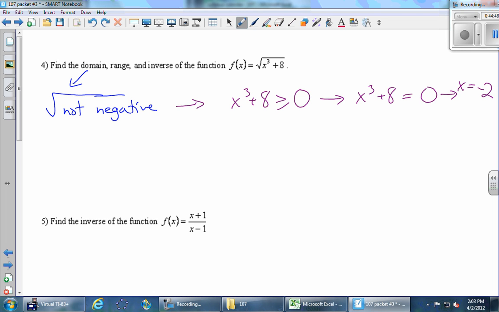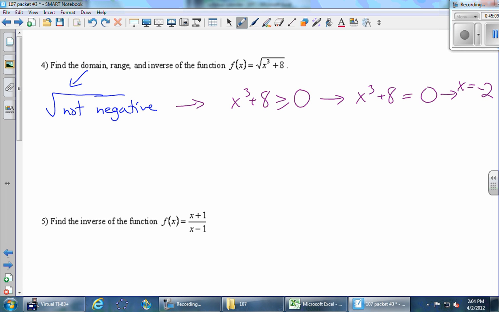Everyone agree -2 is the magic cutoff number? Is -2 good or bad when you plug it into the function? It's good, but just barely. We're allowed to take the square root of 0. That's what would happen if you plugged in -2 for your x. But now we've got to pick numbers that are on the good side of -2.